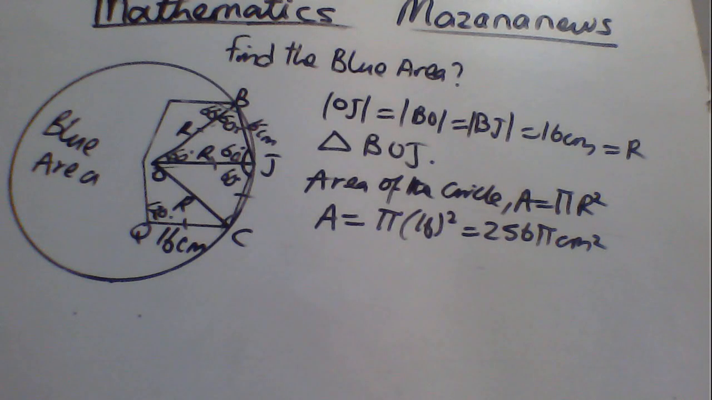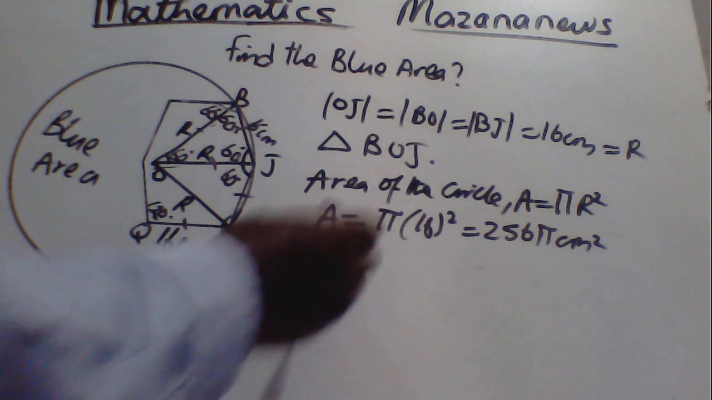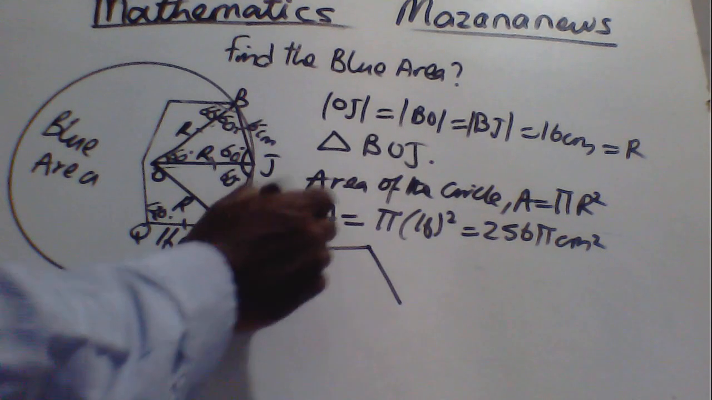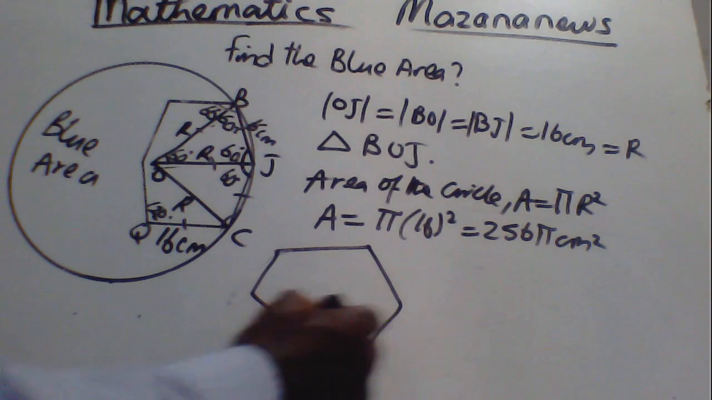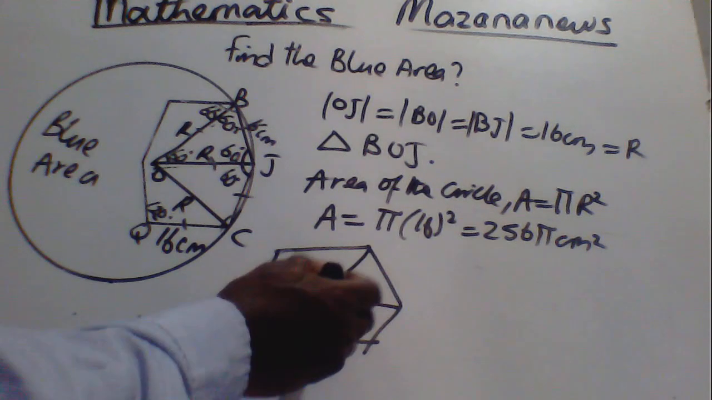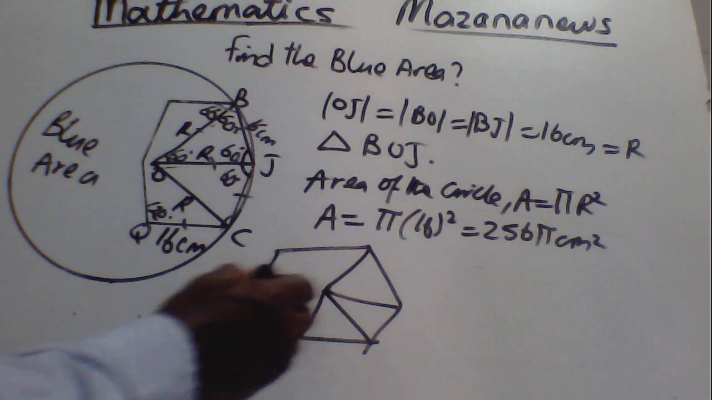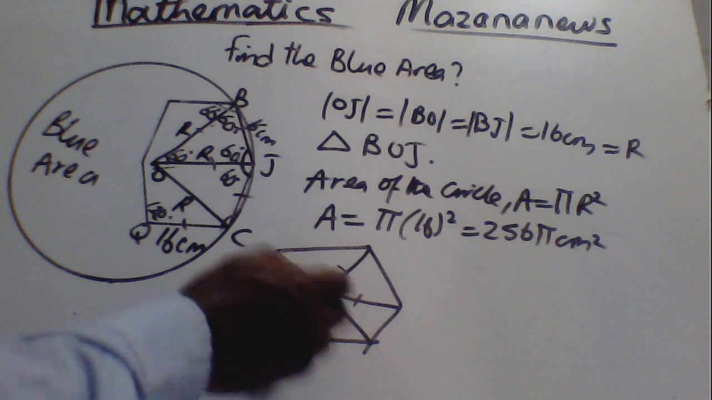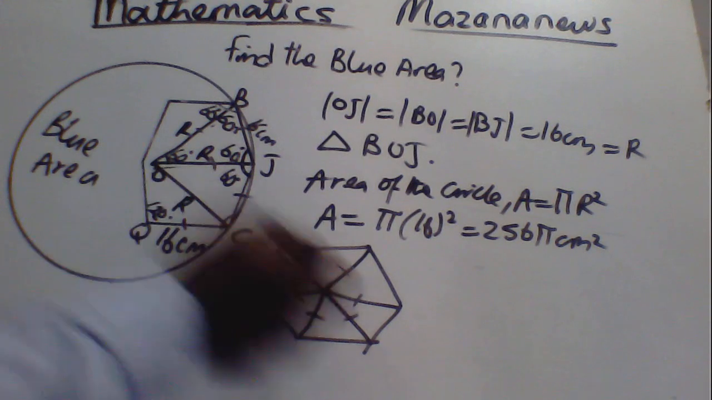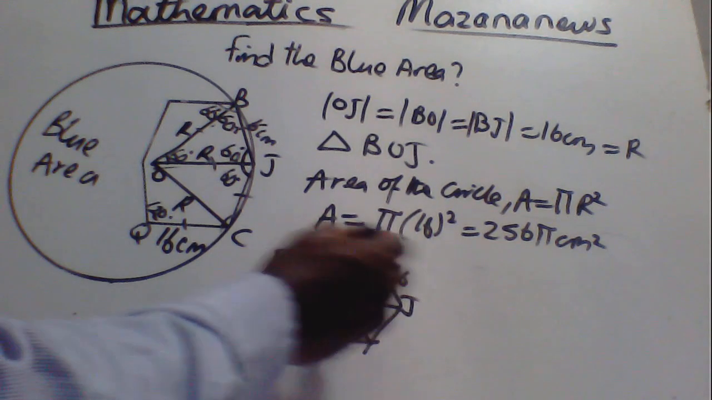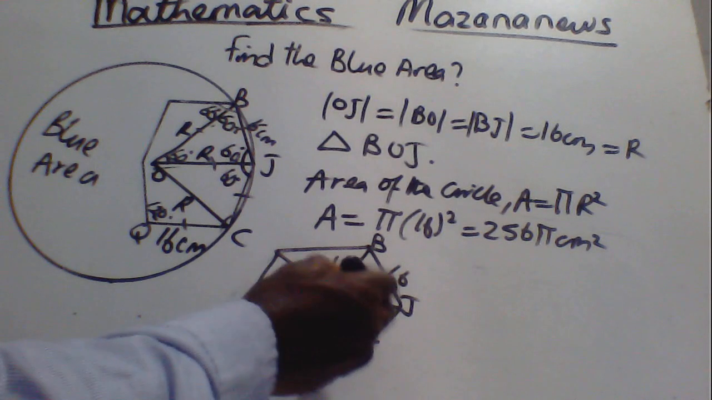Now the next is to find the area of the hexagon. You know how to find the area of the hexagon. This is hexagon, not drawn to scale. Every vertex joins to the center of the hexagon. These are similar triangles. All these triangles are equal. So we have one of our triangles. Here is O, here is B, here is J. So we have 16 here, 16. We have here to be 60 degree.